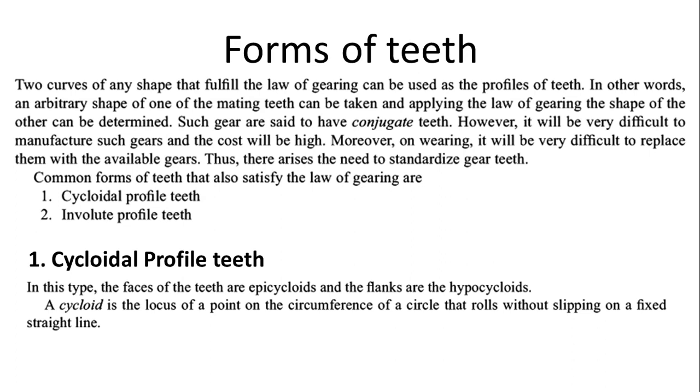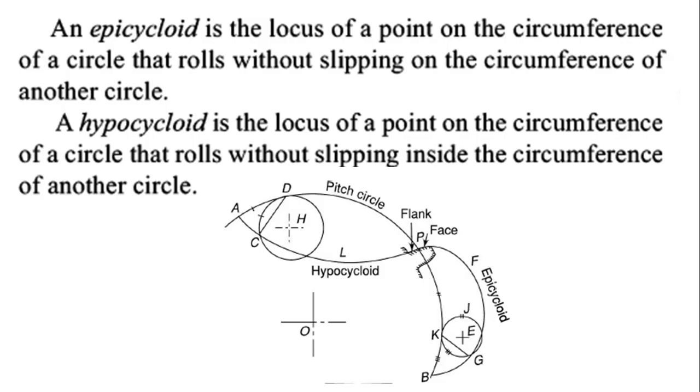In cycloidal profile teeth, the faces of the teeth are epicycloidal, and the flanks are hypocycloidal. To understand the definition, a cycloid is the locus of a point on the circumference of a circle that rolls without slipping on a fixed straight line. We'll show you the figure: one is an epicycloid and one is a hypocycloid.